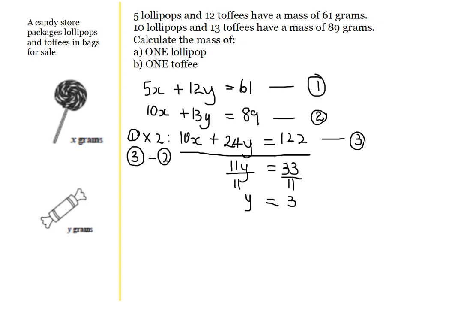So I'm just substituting y is equal to 3 into equation 1. So wherever I see y, I'm going to replace it with 3. Now in this equation, I have 5x plus 12 times y, so 12 times 3. And that's equal to 61. Let's simplify, and then we're going to solve for x. So this would give me 5x plus 36 is equal to 61.